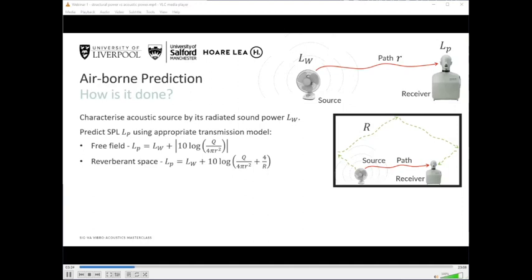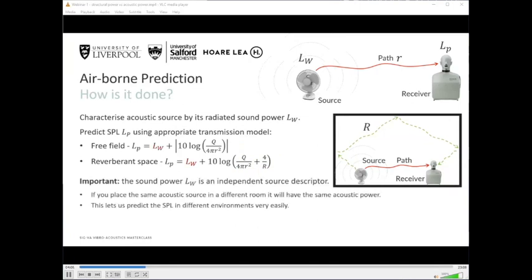Now, here are two typical examples that you might be familiar with. The first is for free field radiation, where you can see we have a 1 over r squared here to give us attenuation with distance. And this second example here is for radiation into a reverberant space. You can see we have the 1 over r squared, but it's accompanied by another term here, which accounts for the effect of the room. Now, there's something important to note about these two equations. They both use the same sound power level.